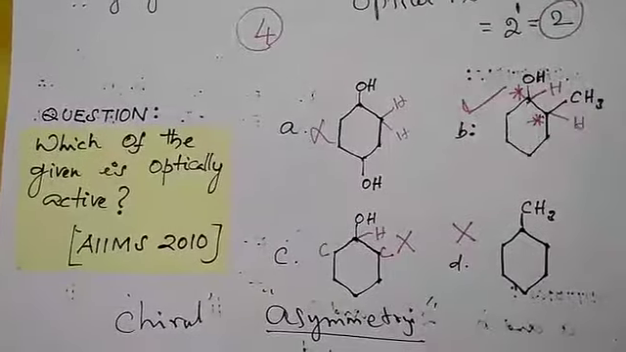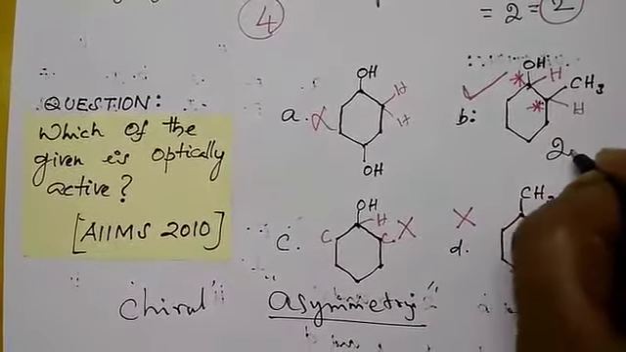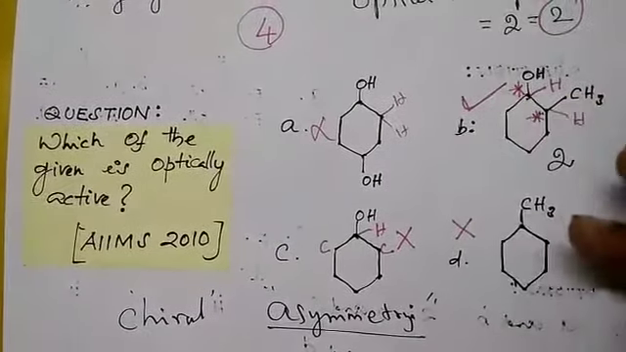Now the advanced case this time: here the number of asymmetric carbons is 2. How many optical isomers can it have?